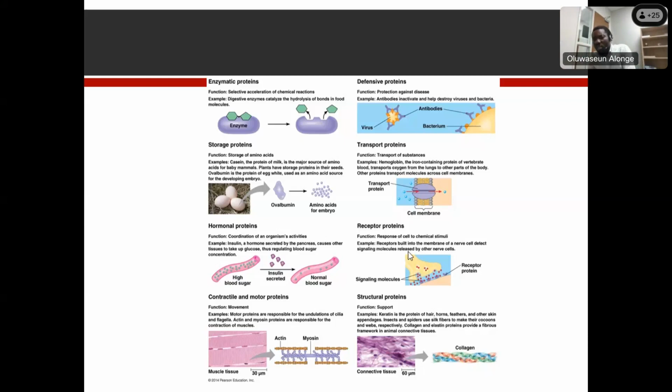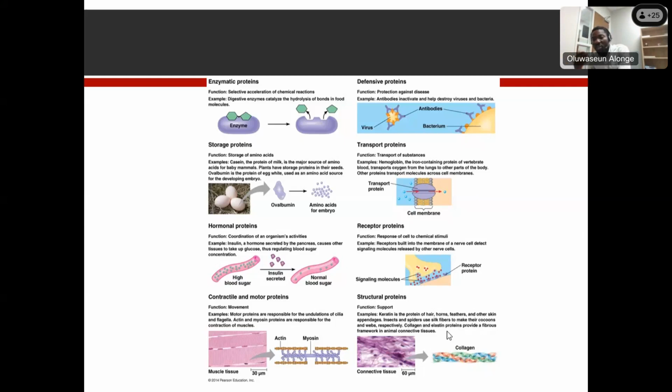Then receptor proteins act as receptors on the cell membrane. When there are hormones, they bind to that receptor, and then the protein can create a cascade effect or trigger reactions that will cause the job of that protein, as either a second messenger or so, to be achieved.